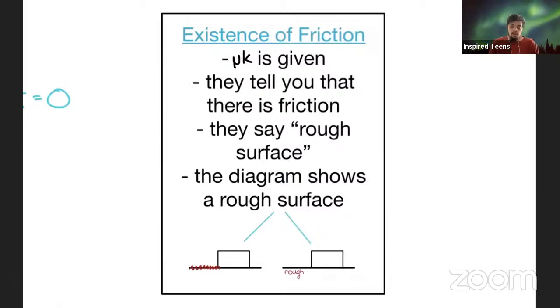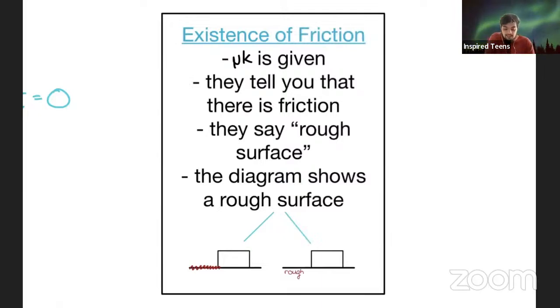Okay, so with these, only one of these points can be given, or multiple can be given, right? But the confusion might be when one of them is given. If mu k is given, so if they don't tell you it's a rough surface, or they don't show you in the diagram it's a rough surface, or they don't tell you friction exists, if they give you mu k, then you should just automatically assume that there is friction. Okay, that's the first thing.